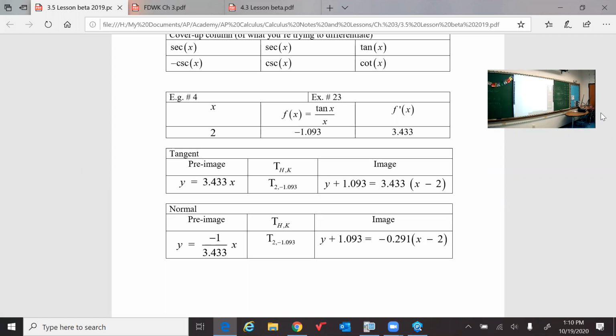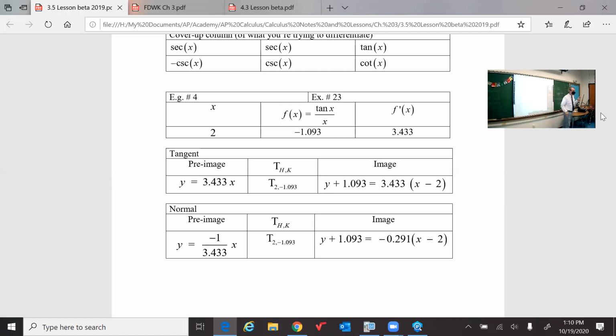So now what? The pre-image of the tangent line, this is the instantaneous change. It's the slope. So the pre-image would be y equals this times x. And I slide it 2 to the right, down here, by doing the opposite. And that is the tangent line.